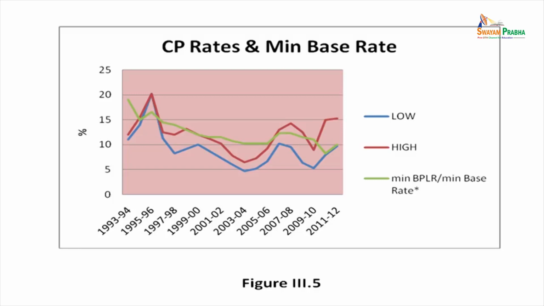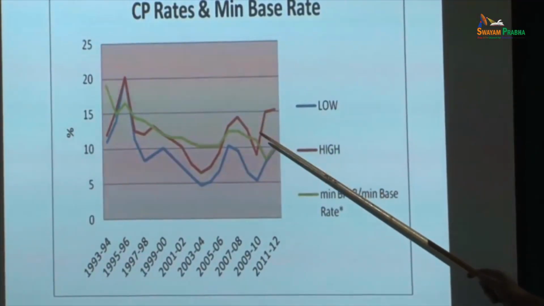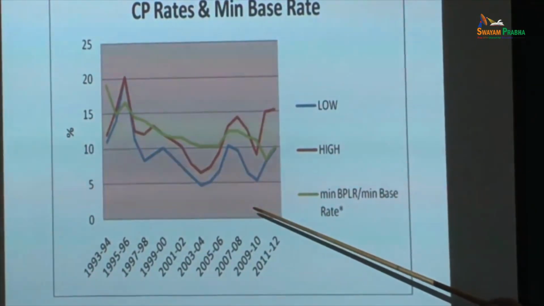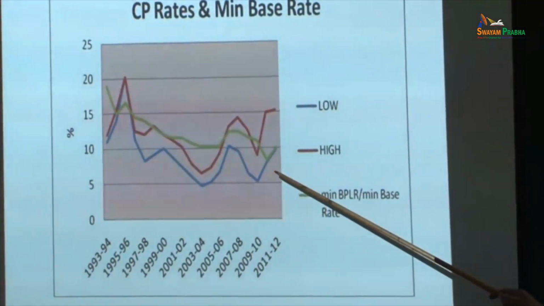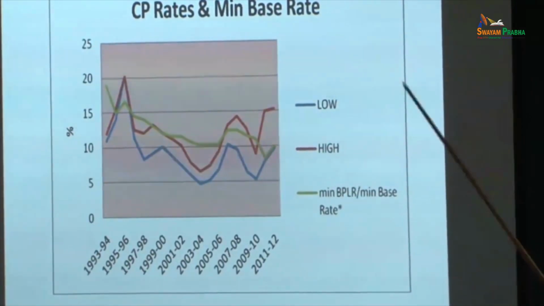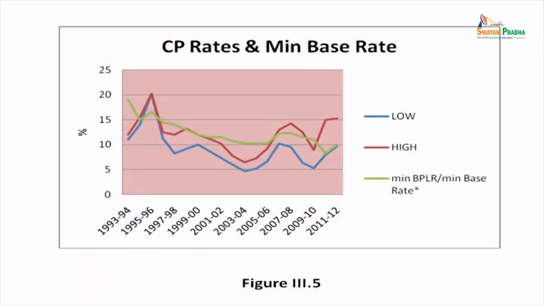Now, I come to CD. Now, look at the CP rates. They had a hump around 94, 95. Then it came down 95, 96. It has been coming down. Recently, past few years, again it has a tendency to go up, except 1 or 2 years it fell. It fell from 2007, 8, 9, 10. Again 10, 11, 11, 12, they are going up. This is the CP rate.